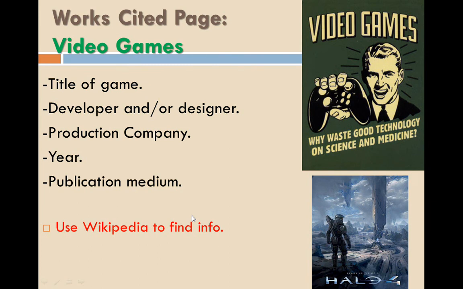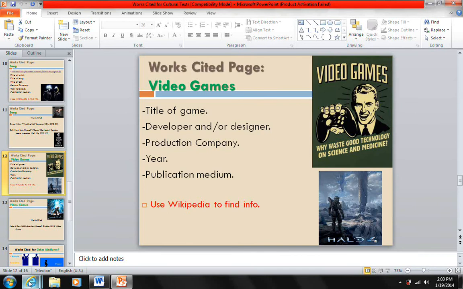Video games. So video games are interesting because MLA does not have a specific way to format a video game when you're citing it on a works cited. So I've kind of come up with my own that I think is the best way to do it and the way that I want you to do it if you're doing a video game. So do the title of the game, do the developer or the designer, put some of that information in there. The production company, that's the company that released it, the year it was released, and then medium, which is going to be video game. So again, Wikipedia is probably the best place to go to find this.